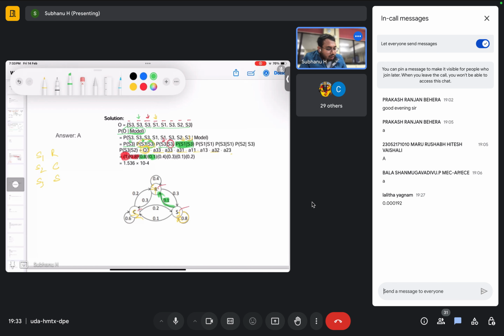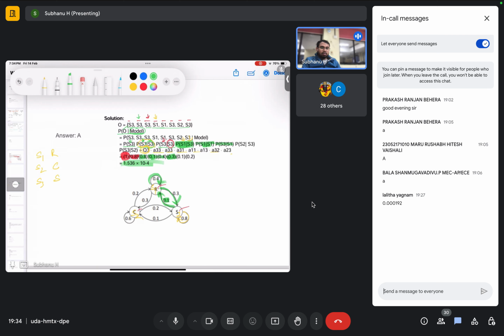Got it? Now I have to find out S1 given S1. So S1 given S1 is this one. So that's why 0.4. Okay. S3 given S1. So I have to find out this one, which is 0.2. So this is how you have to calculate it, and the answer will be 1.536 into 10 to the power minus 4.